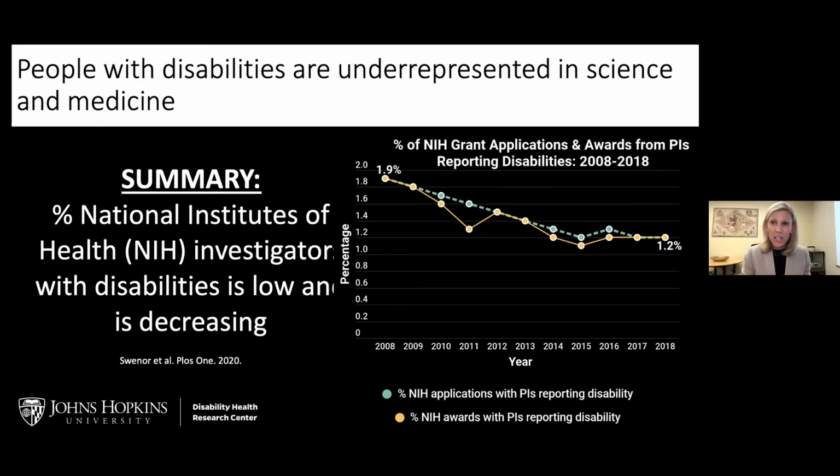And on this slide, I'm showing data from a study I published a few years ago on data from the NIH, the National Institutes of Health, which is a federal funding agency. I'm sure most of you know this, but just to be clear, that is the largest funder of research. I'm sorry, I realize this is a little bit cut off, but what we showed is that the percentage of NIH-funded researchers reporting a disability declined from 1.9% in 2008 to 1.2% in 2018. So not a good trend, and again, far, far below that 26%.